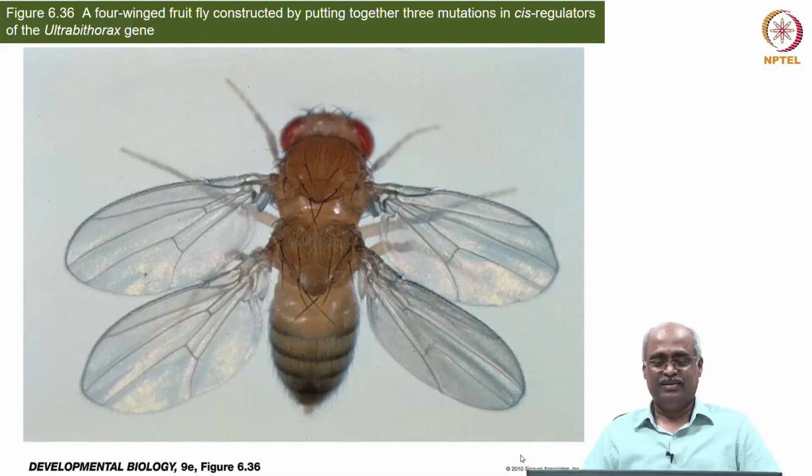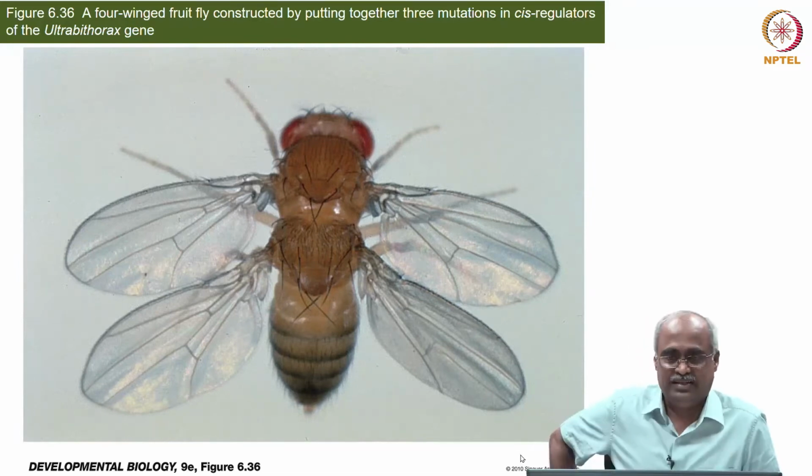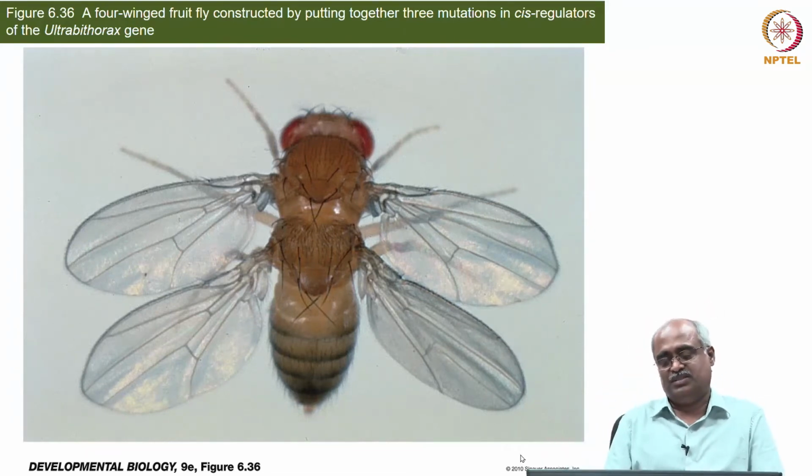Students, welcome back to the developmental biology class. In the last class we were discussing homeotic genes in Drosophila. I was telling you about their role and how their expression is controlled by the gap genes and pair-rule genes. So today we continue the discussion.